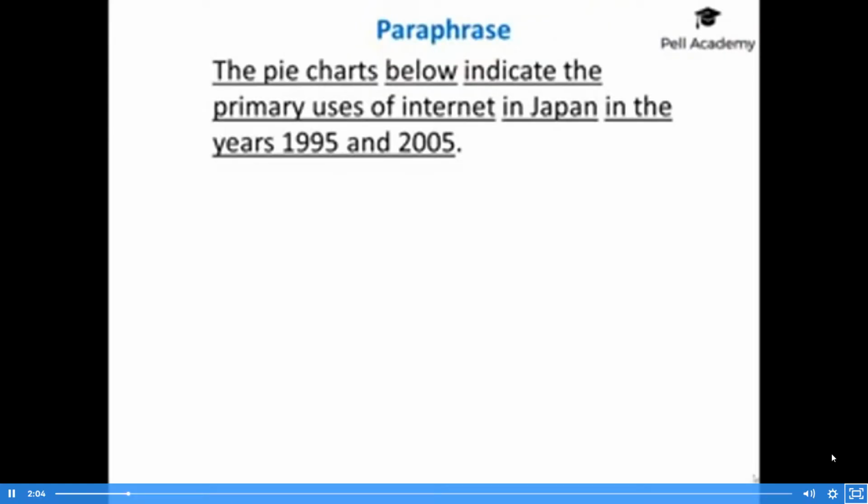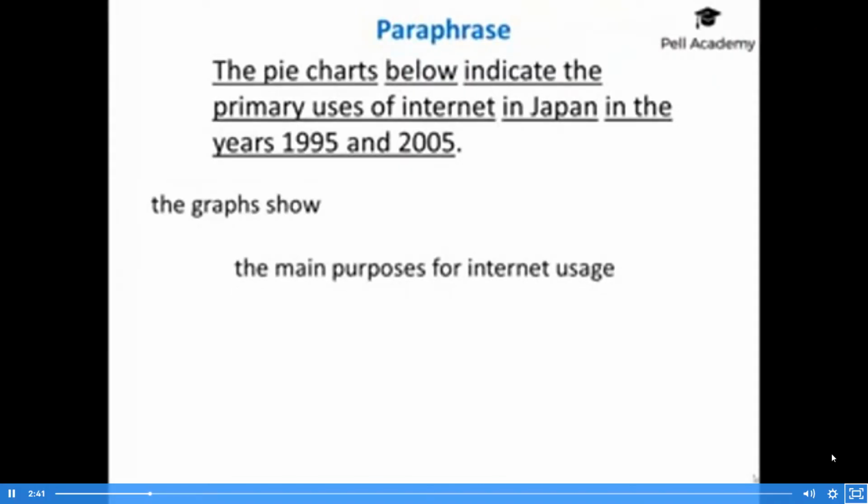I'm going to paraphrase the pie charts in one go, and that's going to be the graphs show. Simple enough. Below, we're not going to paraphrase because it doesn't make sense if we bring that word with us. Then, indicate the primary uses of internet. If this is in any way different to what you already did, you can try again to paraphrase these bits. So, indicate the primary use of internet.